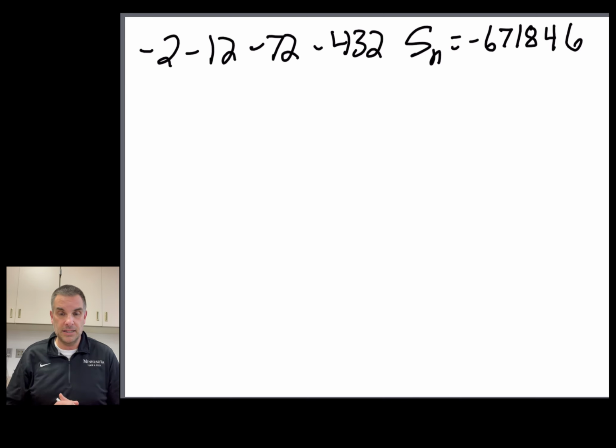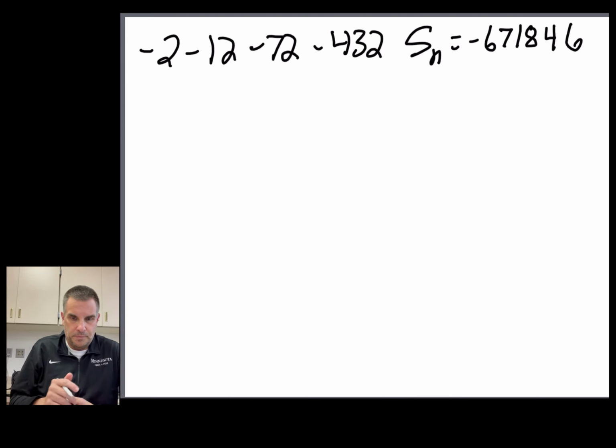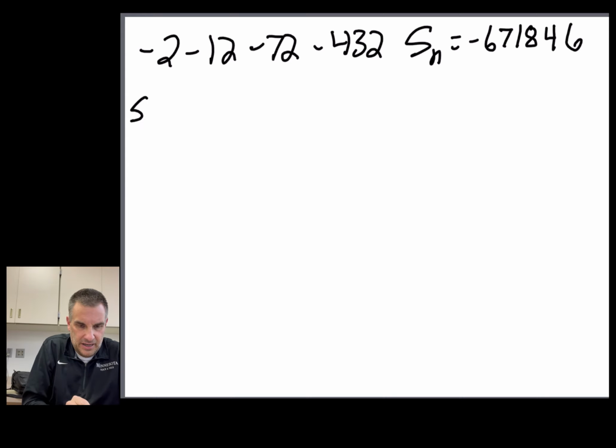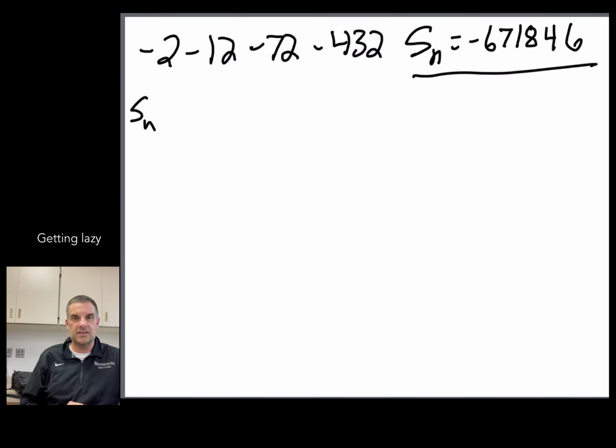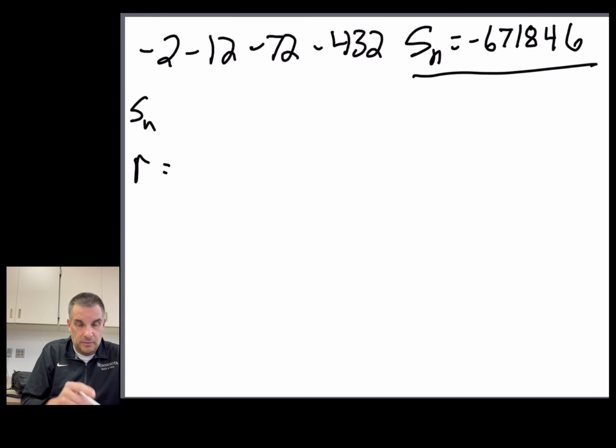So start out by listing what we know. We know our S of n value. I'm not going to rewrite it. It's too long. It's right there. So that's my S of n value. I can find the ratio. Negative 12, so it's 6, right? Yep, just multiplying by 6. Negative 2 times 6 is negative 12. Negative 12 times 6, so my ratio is 6. My a of 1 is equal to negative 2.